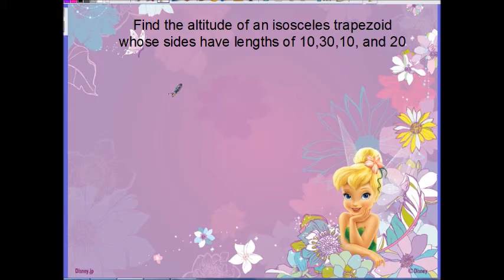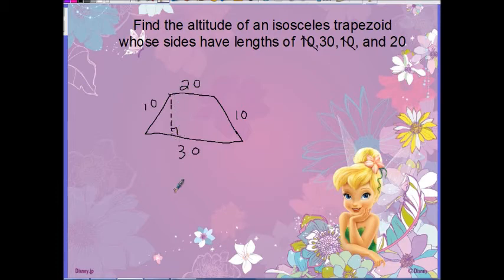So here we go. I have my isosceles trapezoid. So I know if it's isosceles, those legs are going to have to match. So those would be my pair of 10s. I'm going to put my 20 up top and my 30 down below. Now, we're looking for the altitude. So here's what I'm going to do. I'm going to drop an altitude down. That's what I'm looking for. Not real easy because I don't know what this piece is. So let's do it on this side as well.